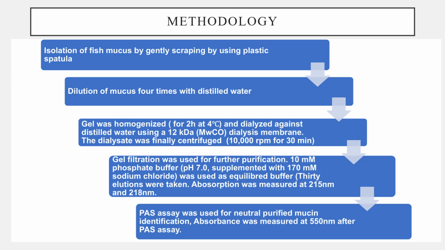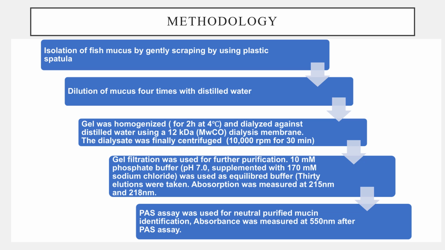After that, the obtained gel was homogenized and dialyzed against distilled water using a dialysis membrane. This dialysate was finally centrifuged. After centrifugation, gel filtration chromatography was performed for further purification of glycoprotein. To obtain the elutions, phosphate buffer was used, and after obtaining 30 elutions, the absorption of each elution was measured at 250 nanometer and 218 nanometer.